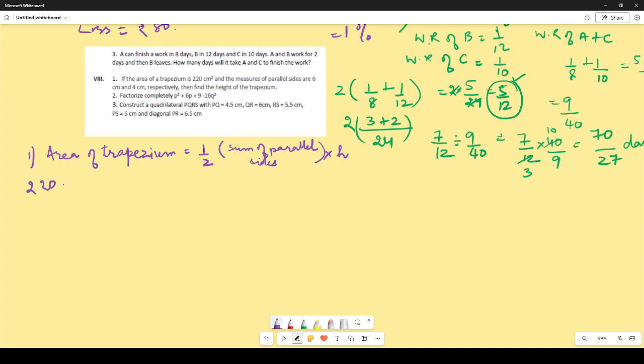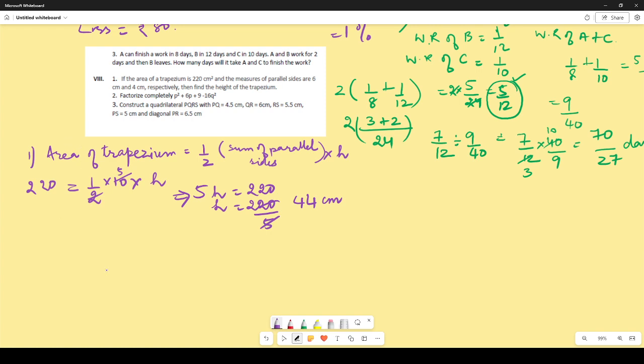220 is equal to half. Sum of parallel sides is what? 6 plus 4, 10 into height. So we have 5h is equal to 220. H will be equal to 220 by 5, that makes it 44 centimeters. That will be the height of the trapezium.